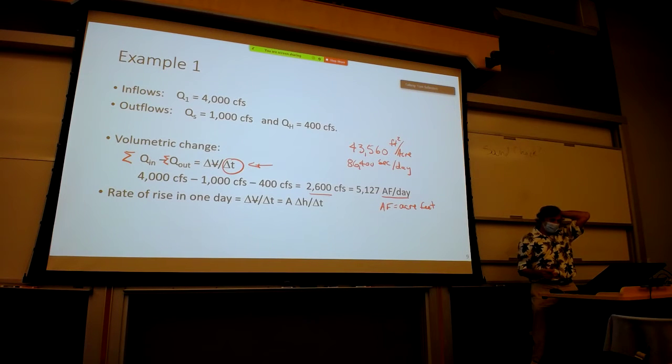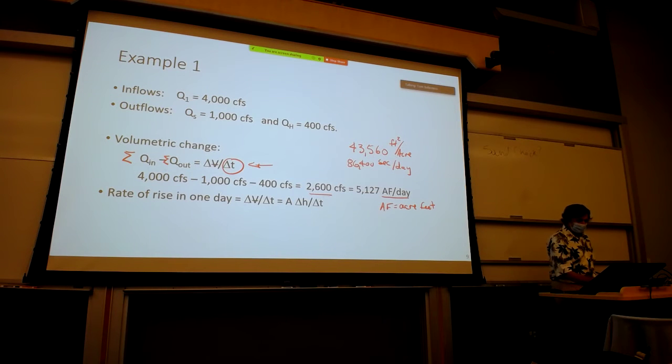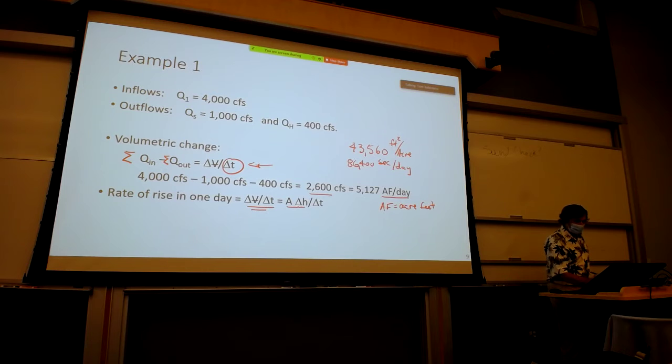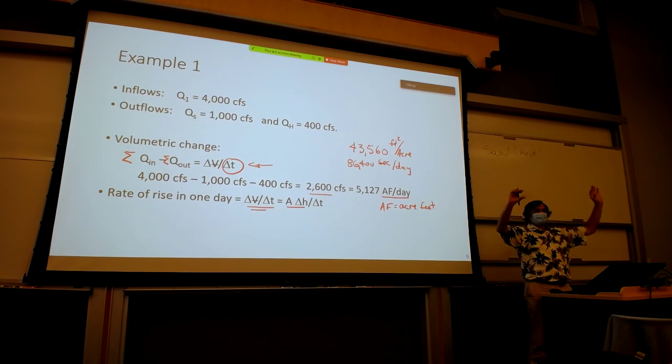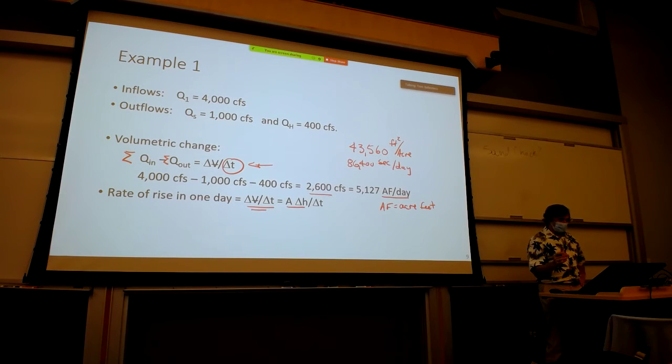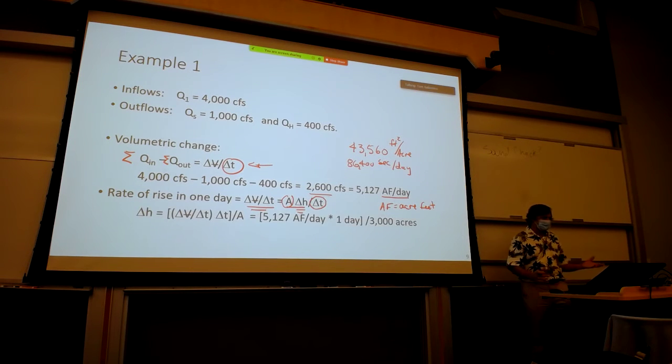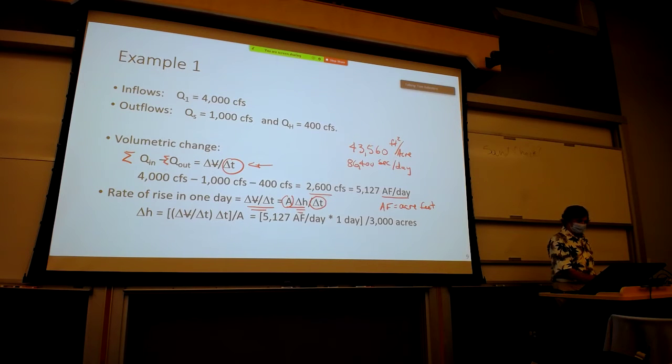Okay, so continuing, the second part of this question was, what's the rate of rise in 1 day? So we just calculated the right-hand side, the volumetric rate of change. That volumetric change is the surface area times the incremental elevation change or height change, delta H. And this question, what's the rate of rise in 1 day, is prescribing delta T. Delta T is 1 day. The area was given. This question is asking for delta H. What's delta H in 1 day?